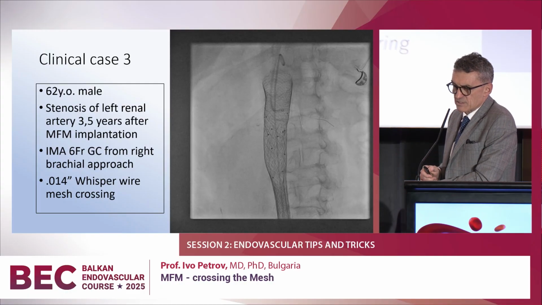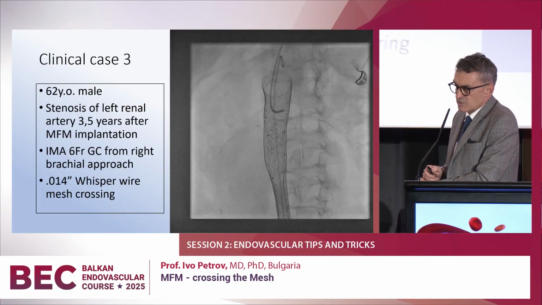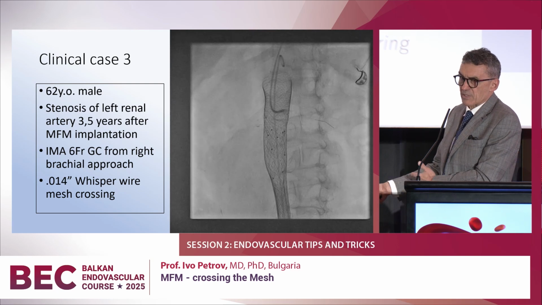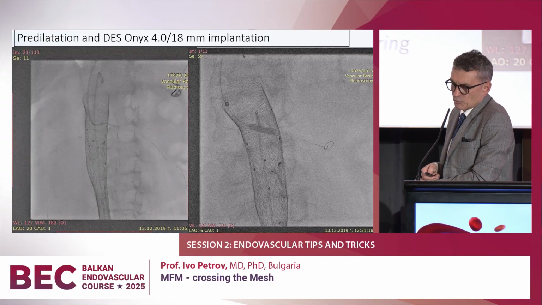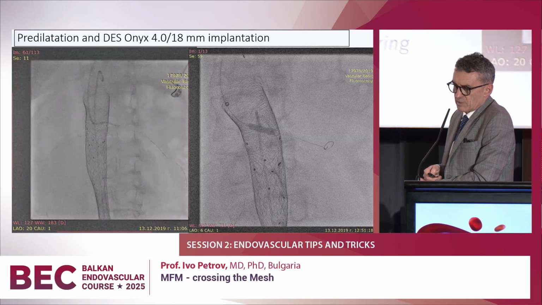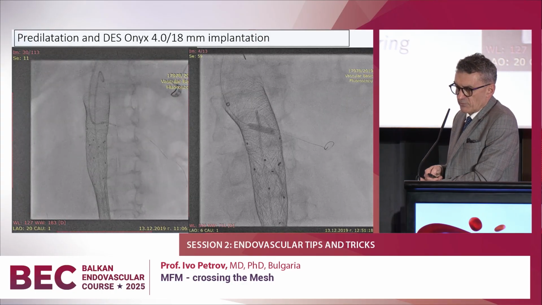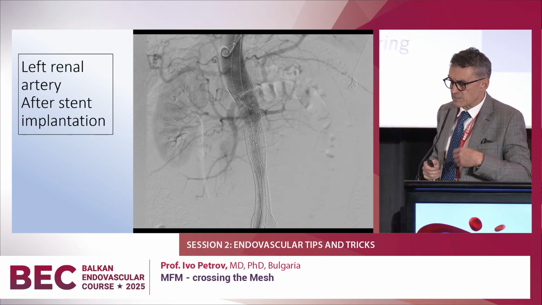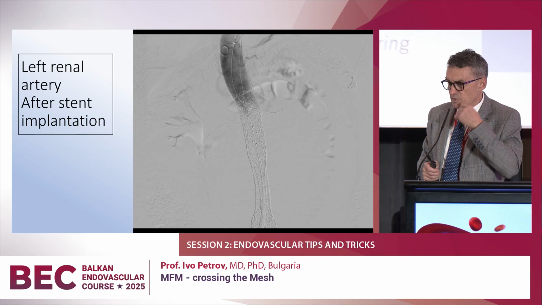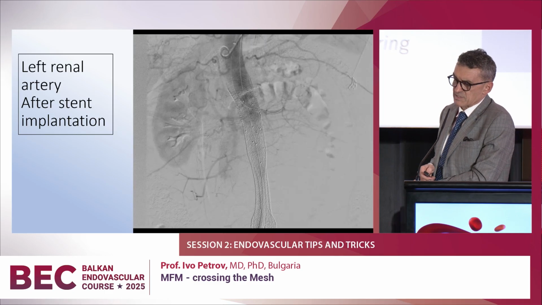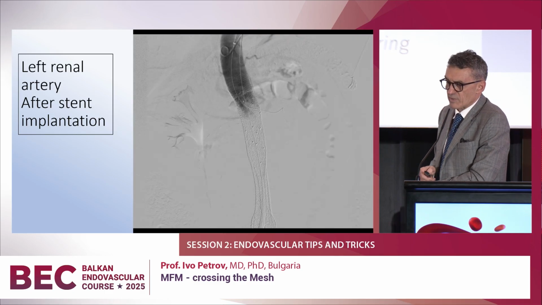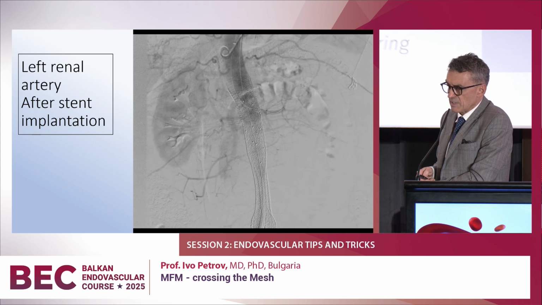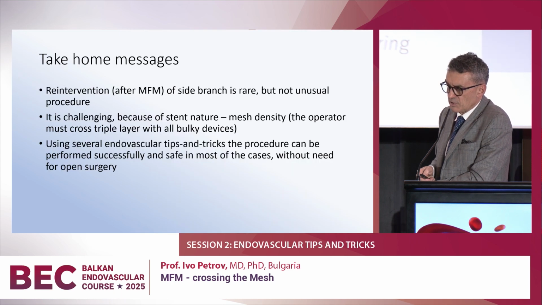The third case is a 62-year-old male with stenosis of the left renal artery. And again, by the upper approach, we succeeded to go to the renal artery and to implant again a coronary, formerly coronary Onyx stent in this renal artery. Fortunately, the renal arteries are accepting and they stay with good results, because most of the renal arteries are between 5 and 6. So with some overexpansion of a coronary stent, it's reasonably possible for the renal artery to be treated.